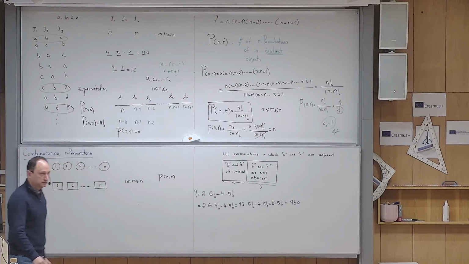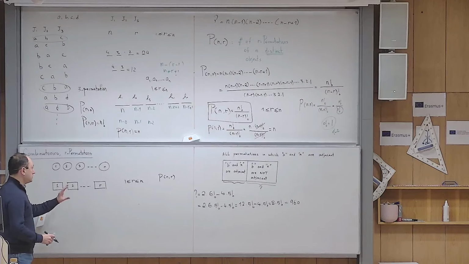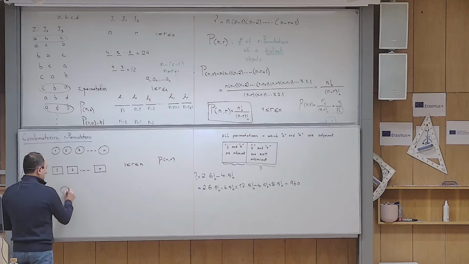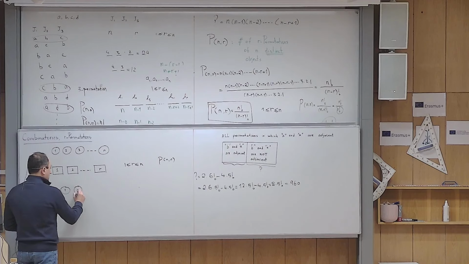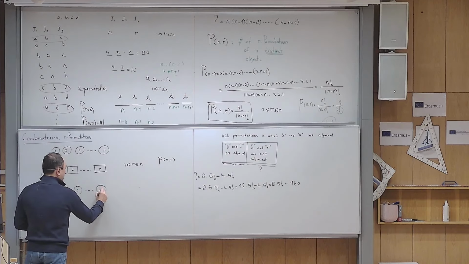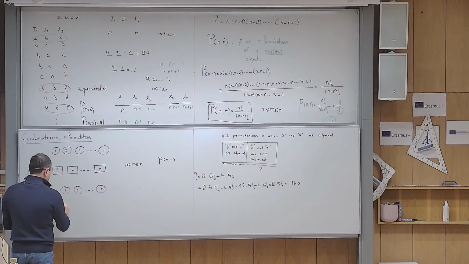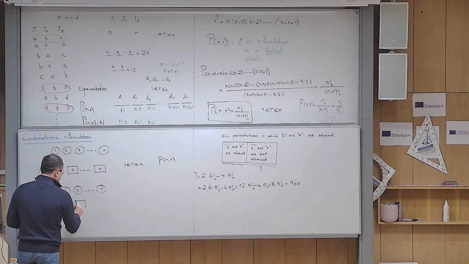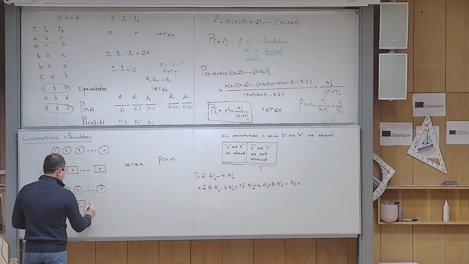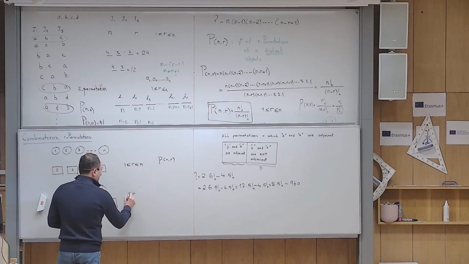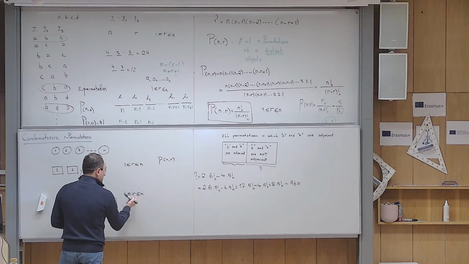Yes? But let us change the setup. This time I have r marbles, 1, 2, up to r. But my boxes are more. So I have n boxes, 1, 2, up to n boxes. Still I have the same condition between these numbers.